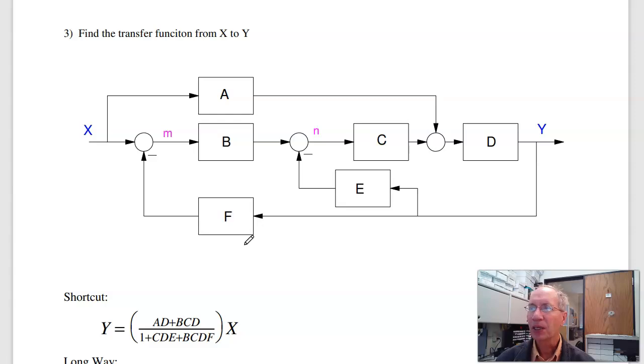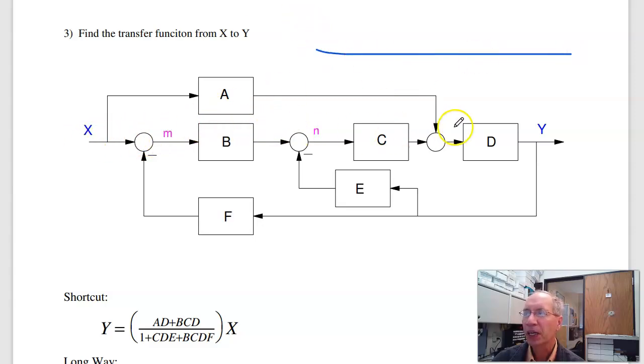Problem 3. Find the transfer function from X to Y for this block diagram. And kind of two ways to do it. One is the shortcut, going from X to Y, that's the numerator. So here's one path, B, C, D. Here's another path, A, D. That's the numerator. Denominator is 1 plus the loop gains.